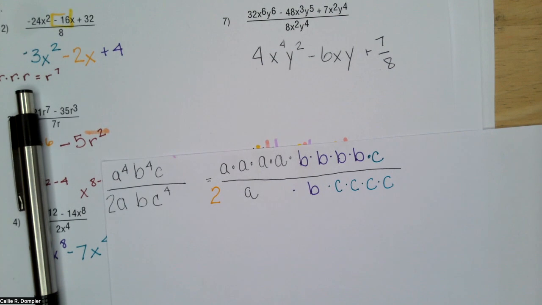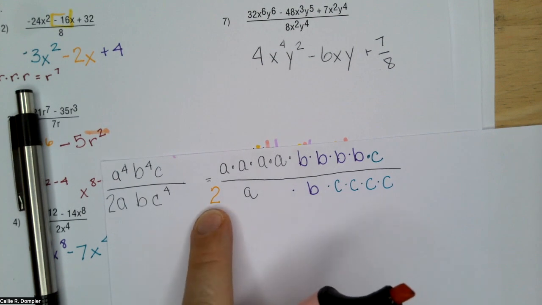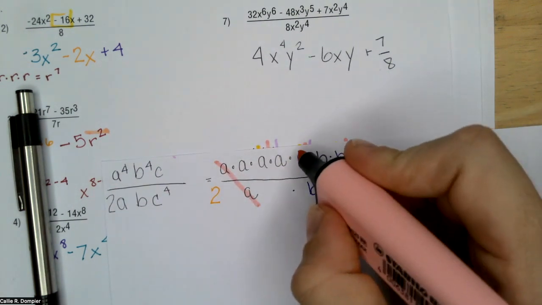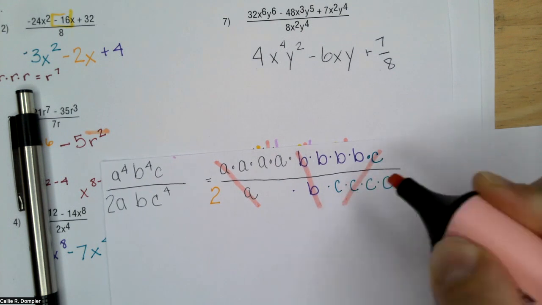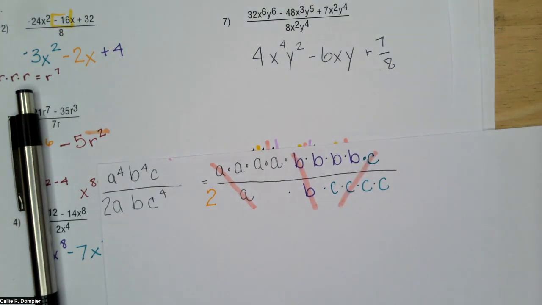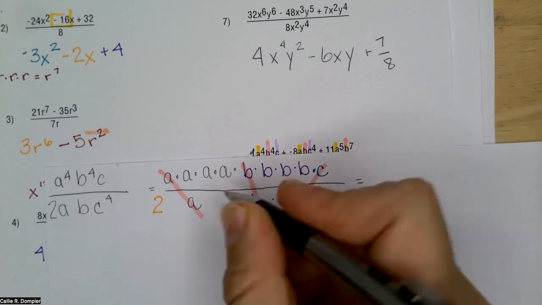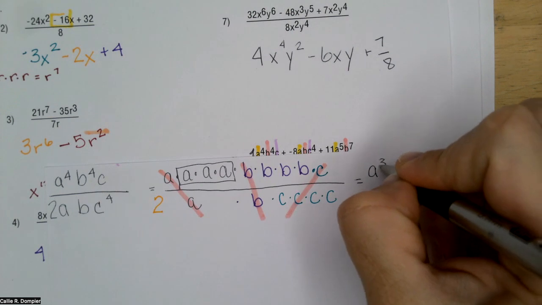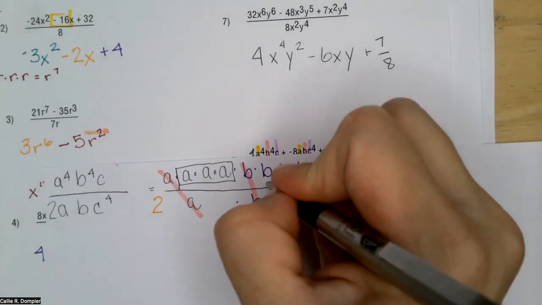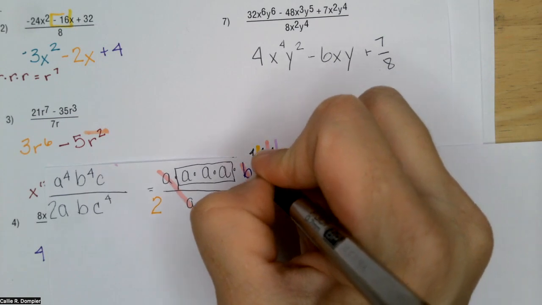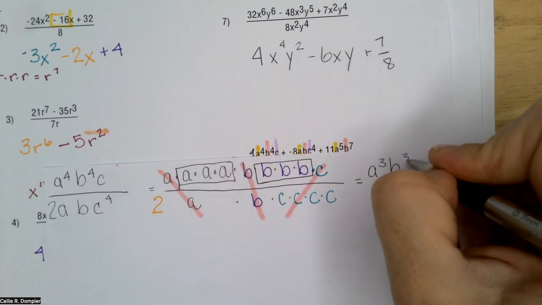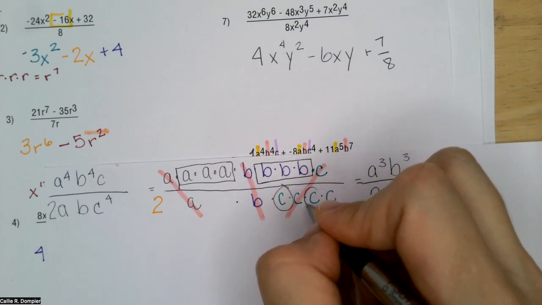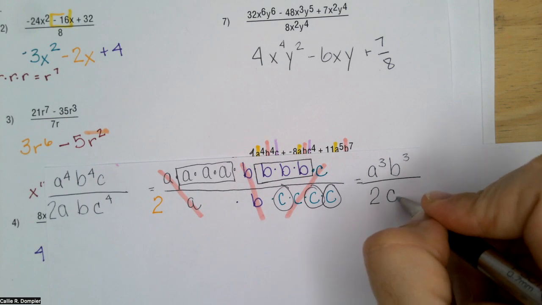Good. Now we're just canceling things out. There's no number on the top, so I cannot cancel out the 2. You can cancel out one of the A's, one of the B's, and one of the C's. So now I have, for the A's, 3 A's. For the B's, I also have 3 B's. And then down on the bottom, I have the number 2, and then I have 3 C's.